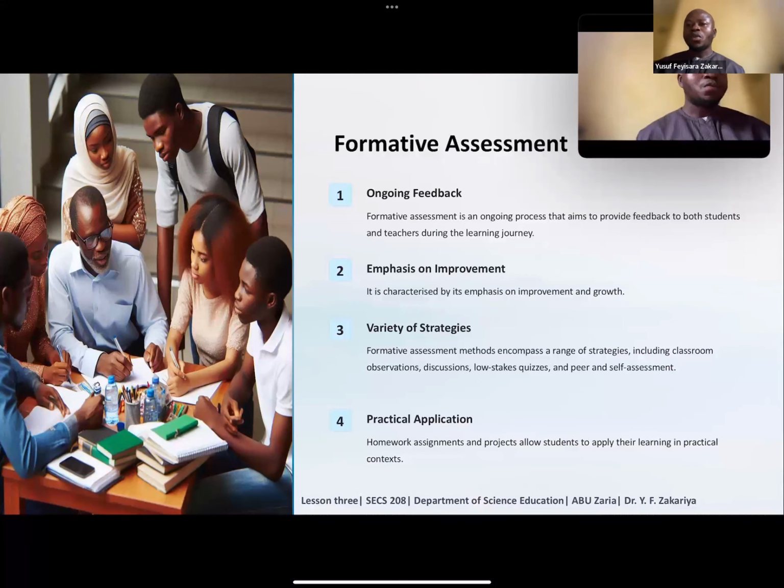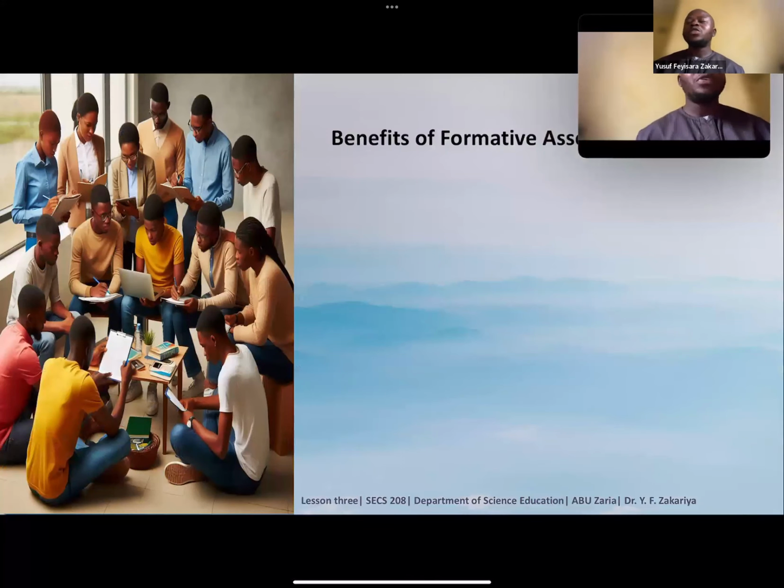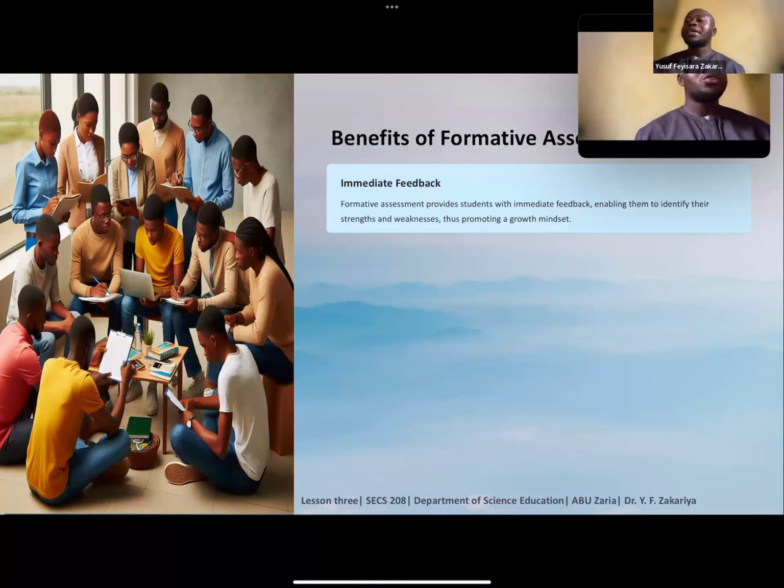All right, good. So what are the benefits we can derive from formative assessment? There are a lot of benefits, like what is going on in there. The students are brainstorming themselves, so you can get immediate feedback. Formative assessment provides students with immediate feedback. It enables students to identify their strengths and weaknesses, and it promotes what we call a growth mindset.